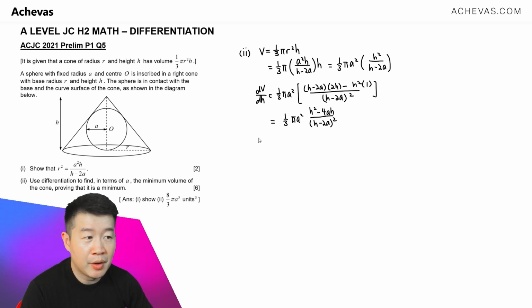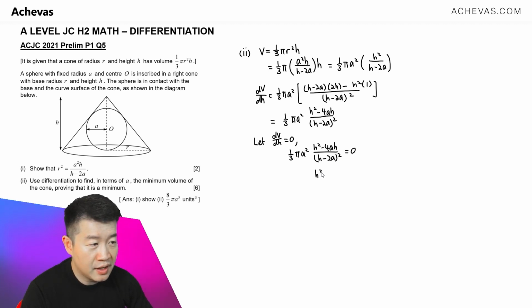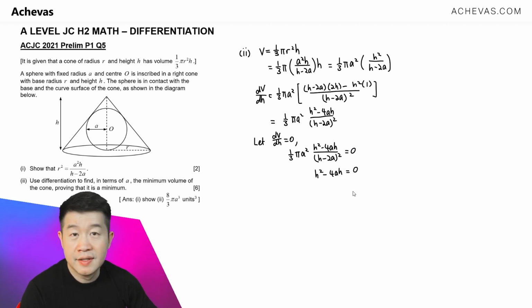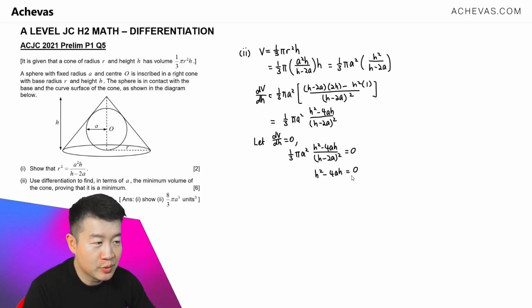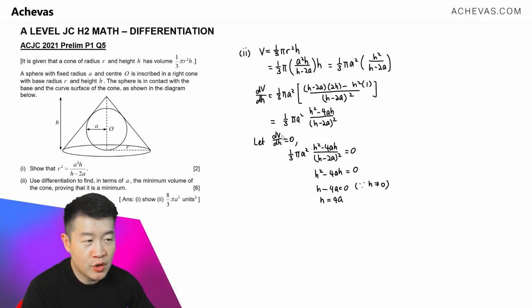We are going to try to find the minimum of V by first finding the value of h that causes V to be stationary. So I'm going to let dV/dh be equal to 0, which means that we will have 1 over 3 pi a squared of h squared minus 4ah divided by (h minus 2a) squared equal to 0, which means that h squared minus 4ah is equal to 0. And since h is the height of the cone, it cannot possibly be 0 if we want to look at a situation where the cone is still containing the sphere. So because h cannot be equal to 0, I'm going to divide by h throughout. We will have h minus 4a equal to 0. Let me write down the reason here: because h cannot be equal to 0. This tells me that h is equal to 4a.